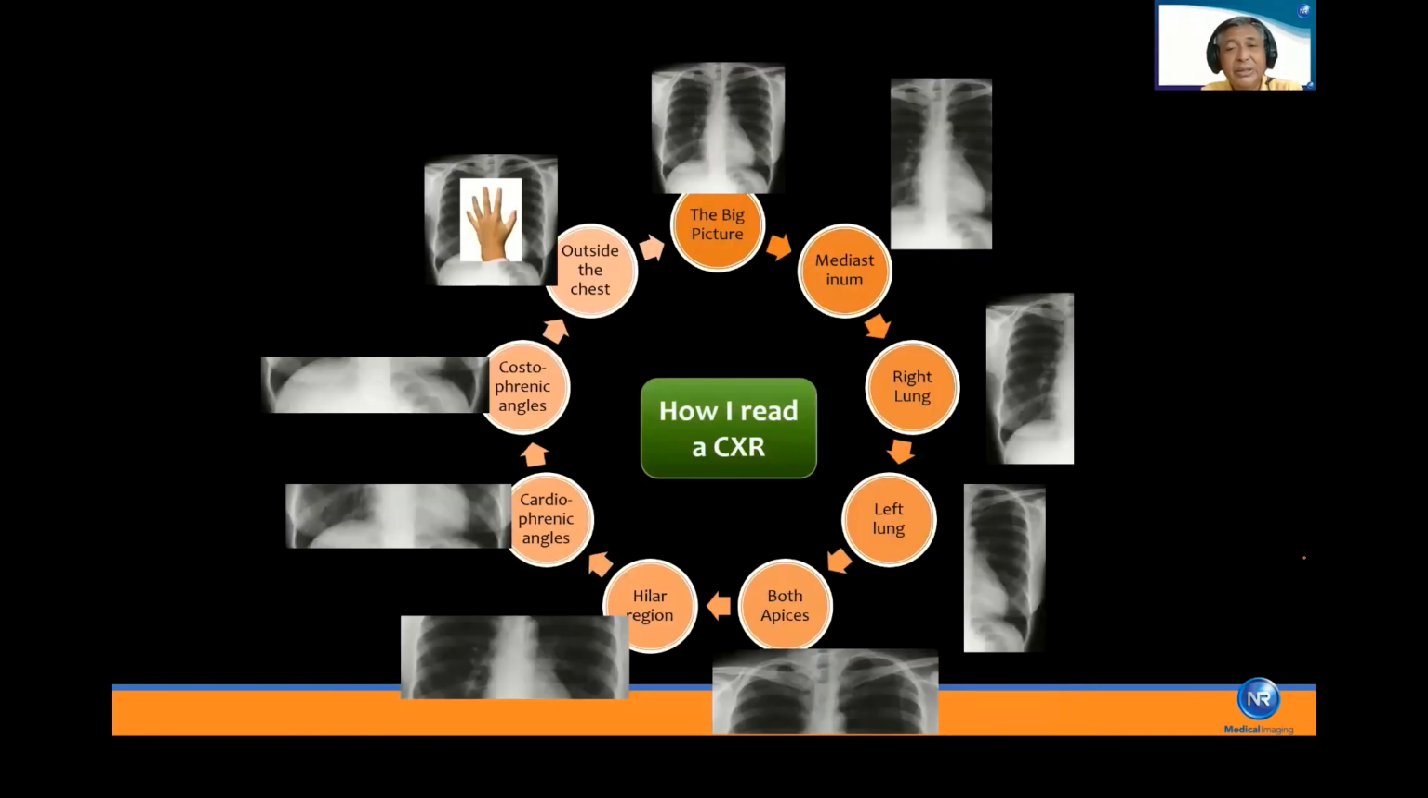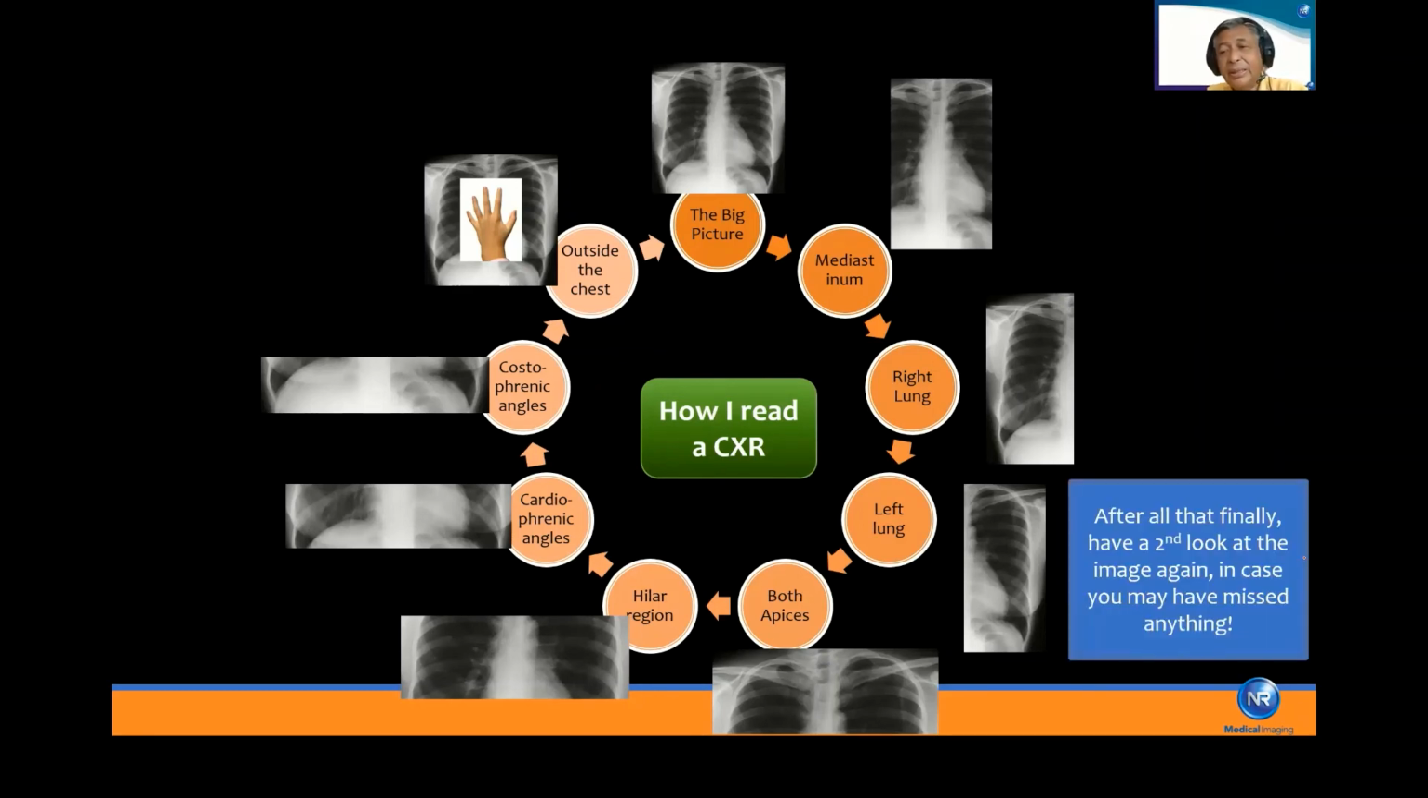So that's what I do. Basically, how I read my chest X-ray is starting with the big picture, then the mediastinum, the right lung, the left lung, both apices, the hilar regions, the cardiophrenic angles, the costophrenic angles, then outside the lung field. And then finally, I have a second look to make sure that I do not miss any pathology. So this is in general how I do it. But when we come to, for example, looking for rib fractures, I'll explain in more detail later how I read the chest X-ray when looking for rib fractures.